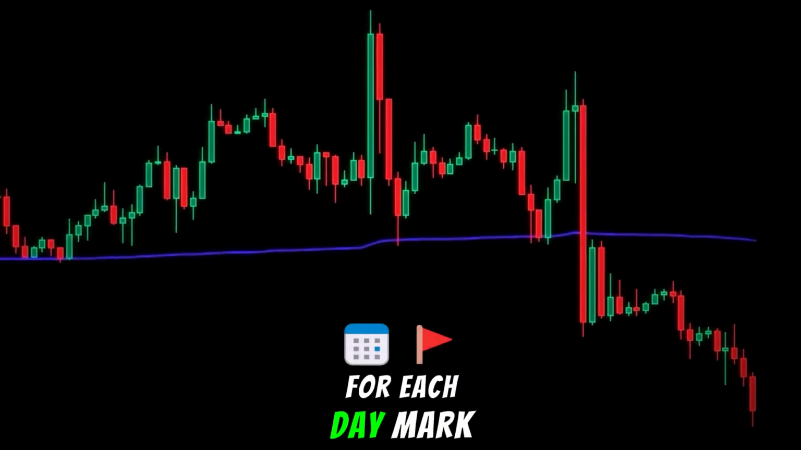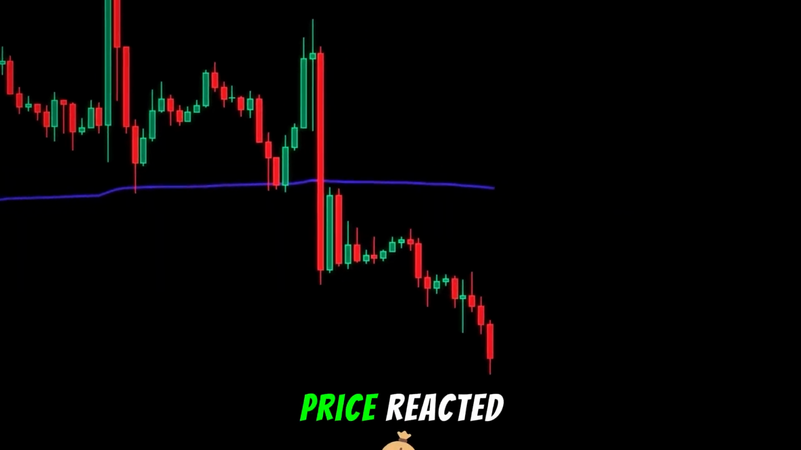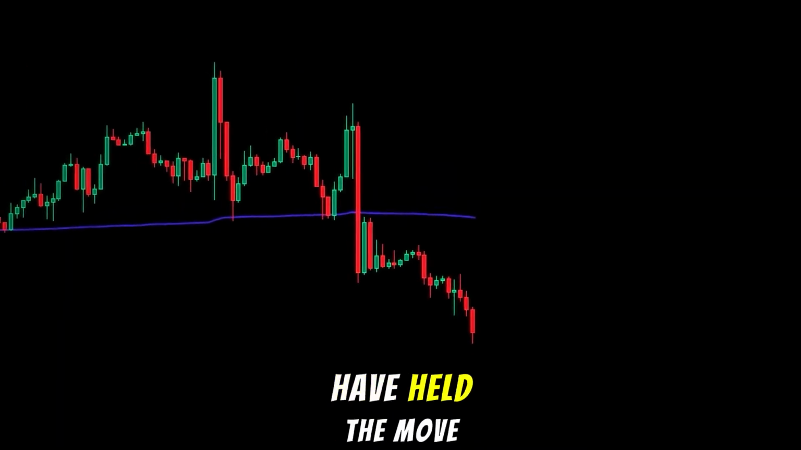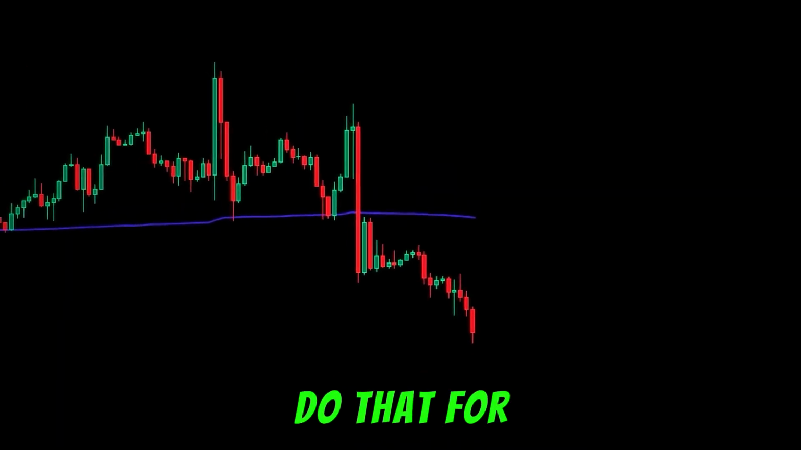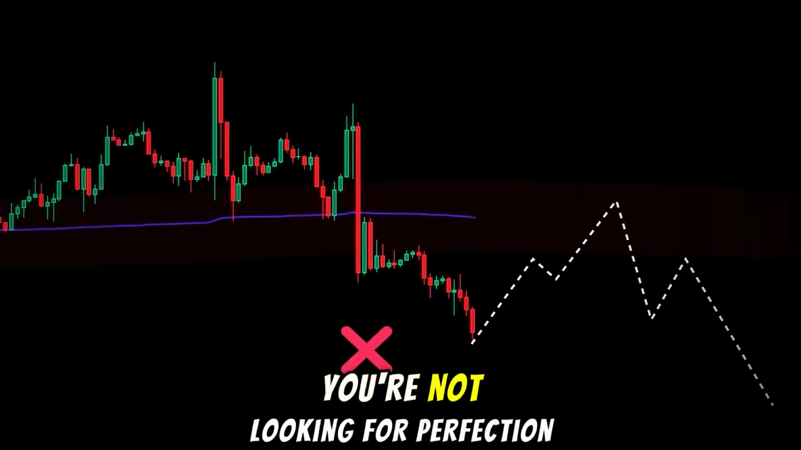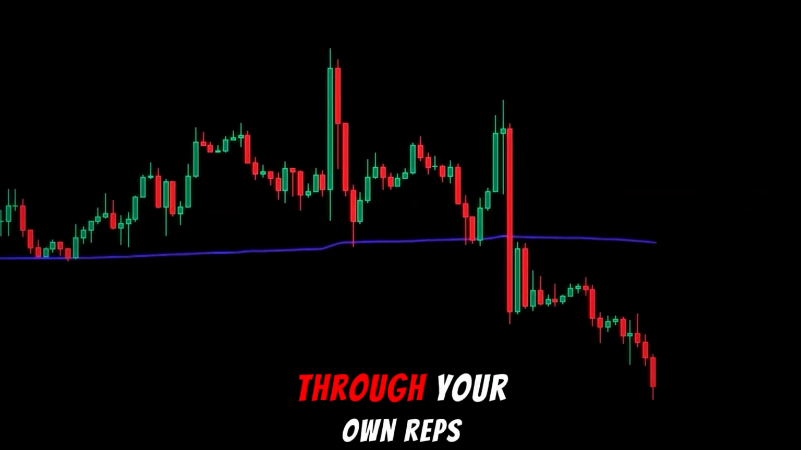For each day, mark VWAP's side, find the retest, and see how price reacted. Then check whether trailing the 8 EMA would have held the move. Do that for 10 sessions, and the pattern burns into your eye. You're not looking for perfection. You're building trust in the rules through your own reps.